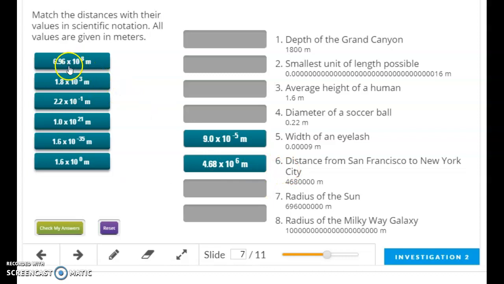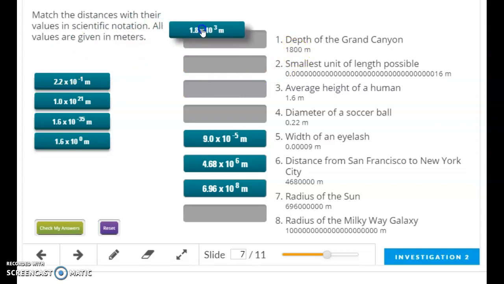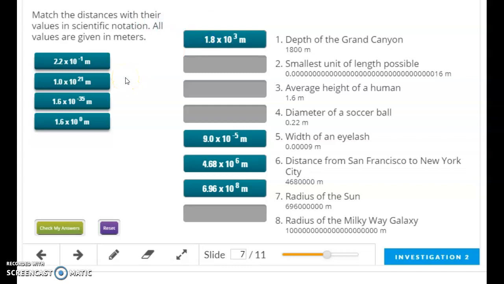Okay, we're going to do this for this number right here, 6.96 times 10 to the 8. Remember, it's a positive number, which means that I'm shifting my decimal to the right. So let's see. Do I see a number like that over here? Right there, the radius of the sun. Okay, 1.8 times 10 to the 3. Got to move this over 3 spaces, so that means I should have 2 zeros at the end. 1.8 times 10 to the 3rd is the depth of the Grand Canyon.